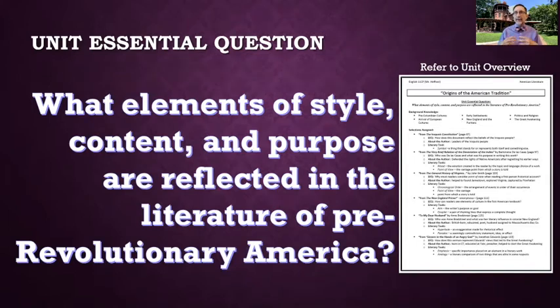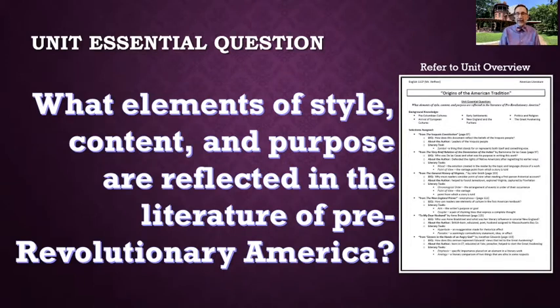So I want you to be able to take all the things we did in the unit and be able to, on your own, apply that to a new piece of literature. That shows me that you can use the literary tools and that every individual lesson essential question has helped you build to the big unit essential question. So our unit essential question for this unit is the one that's on your screen. What elements of style, content, and purpose are reflected in the literature of pre-revolutionary America?